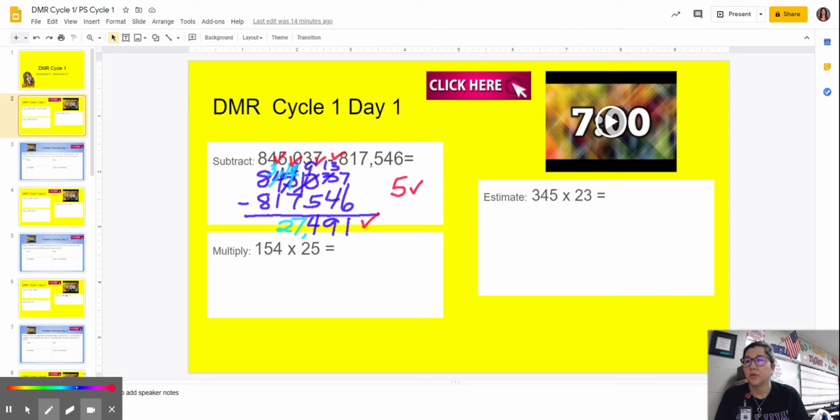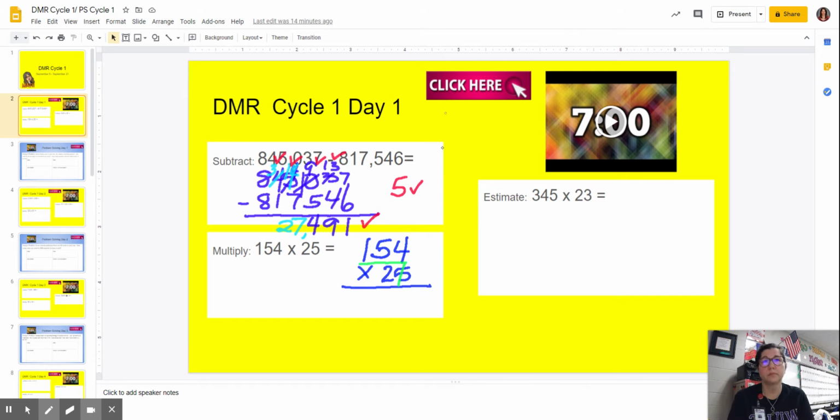In multiplication, what we did was 154 times 25. As we look at that, we're going to use a strategy where we're looking just at the ones place to start. I'm doing my ones place in green.